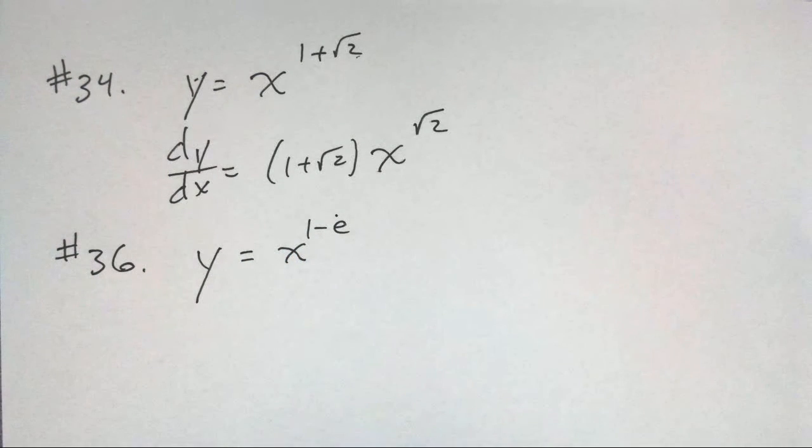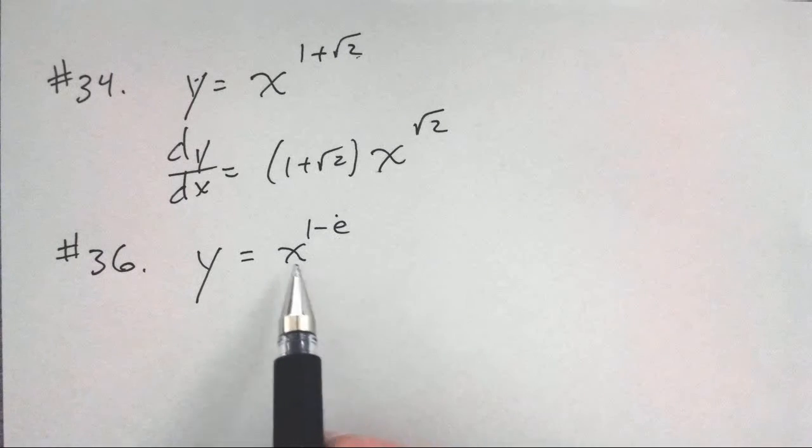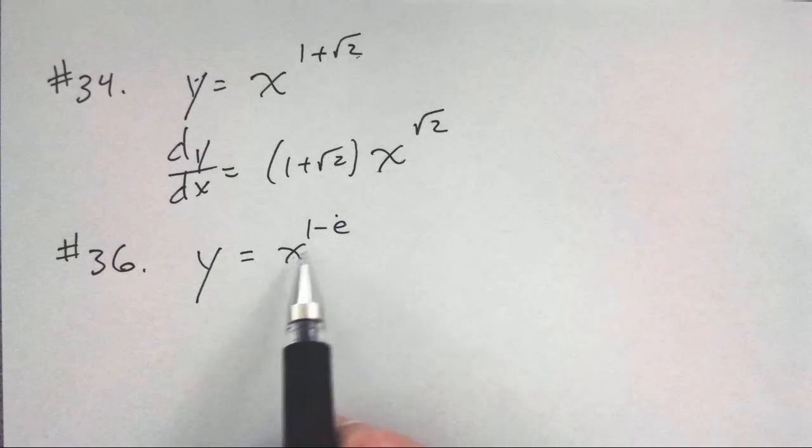Number 36, y equals x to the 1 minus e. So we got x to the 1 minus e, but 1 minus e is just a number. Don't get hung up and think this is something big. If ever there was a chance to make a mountain out of a molehill, this isn't even hardly a molehill. This is like an anthill. Nothing to this. This is x to a number. If this was x to the 12th, it would be 12x to the 11th. If it was x to the nth, it would be n times x to the n minus 1.